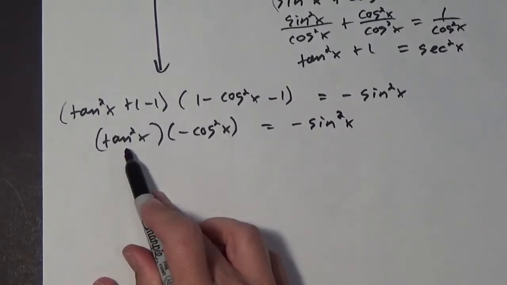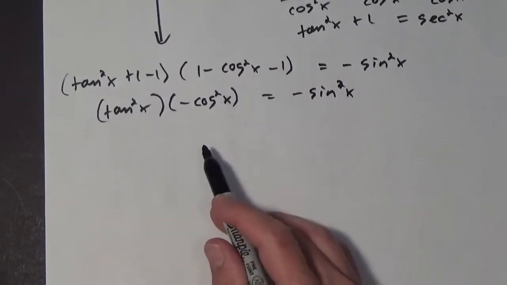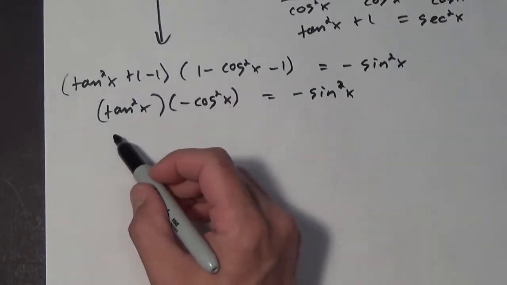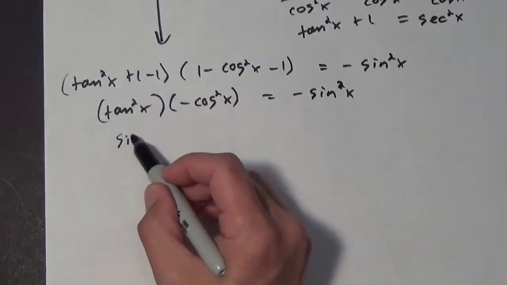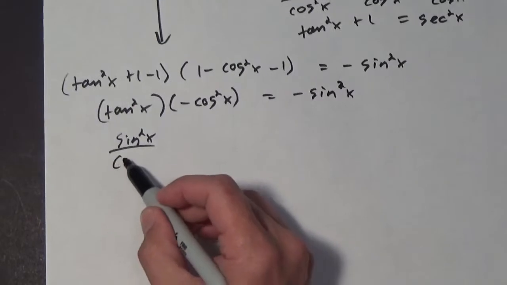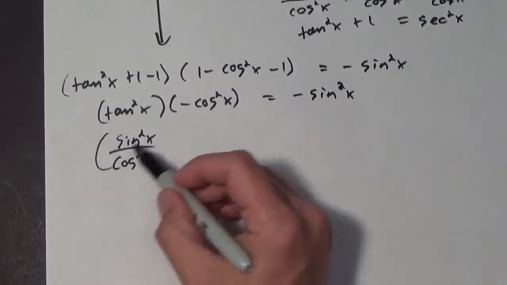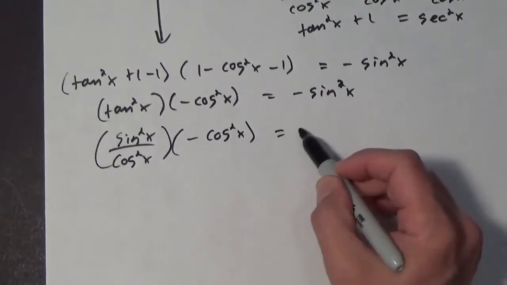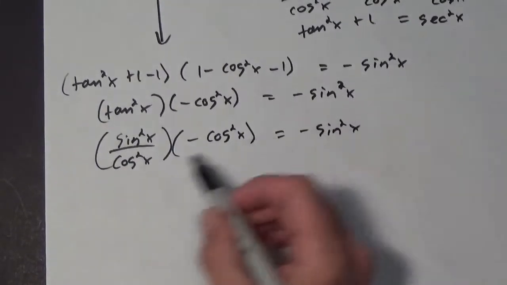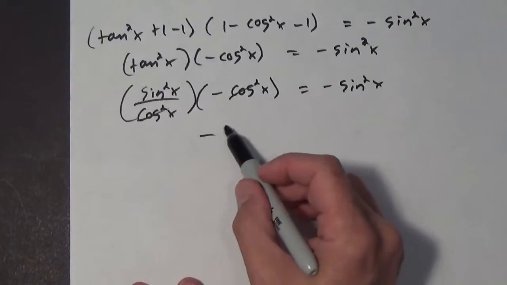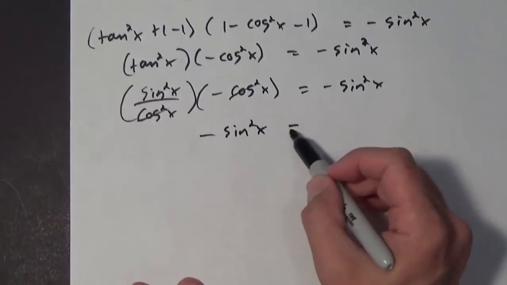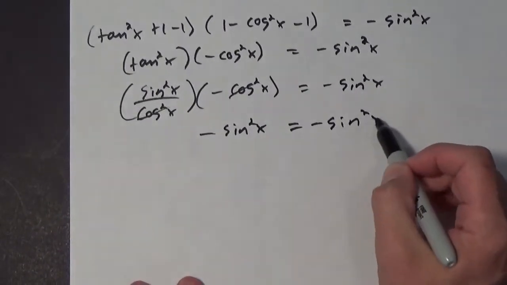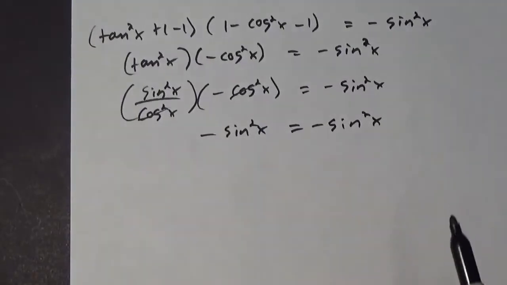Now for this one, we do know that tangent is sine over cosine, so let's go ahead and put that in there. We have the sine squared of x over the cosine squared of x times a negative cosine squared of x equals a negative sine squared of x. And the cosines cancel out, so we get a negative sine squared of x equals a negative sine squared of x. And there we are.